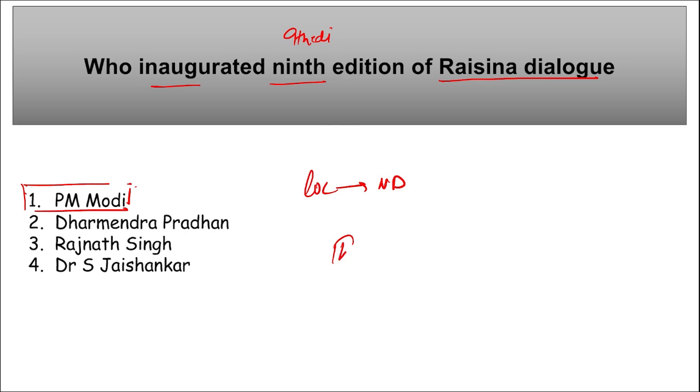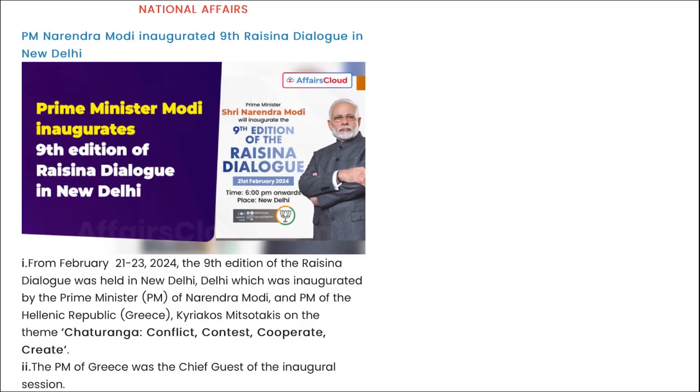Then there was a theme on which this Raisina Dialogue was held. What is it? It is Chaturanga: Conflict, Contest, Cooperate and Create. Let me show you here. Chaturanga, Conflict, Contest, Cooperate and Create. This is the theme on which this Raisina Dialogue was held, and the Prime Minister of Greece was the chief guest of this inaugural session.